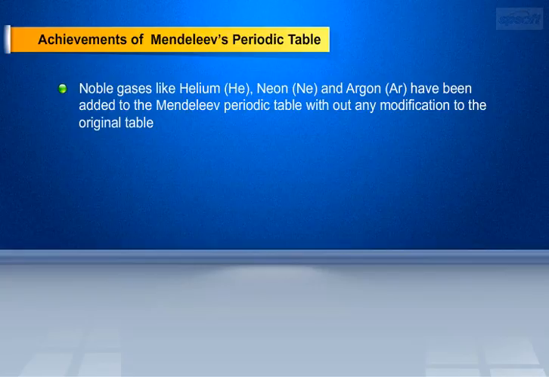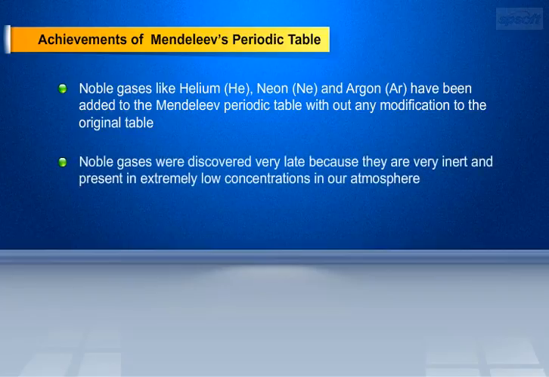Noble gases like helium, neon, and argon have been added to Mendeleev's periodic table without any modification to the original table. These noble gases were discovered very late because they are very inert and present in extremely low concentrations in our atmosphere.